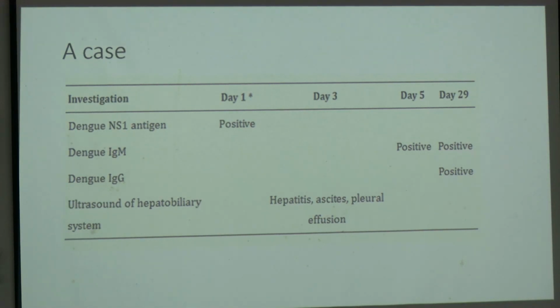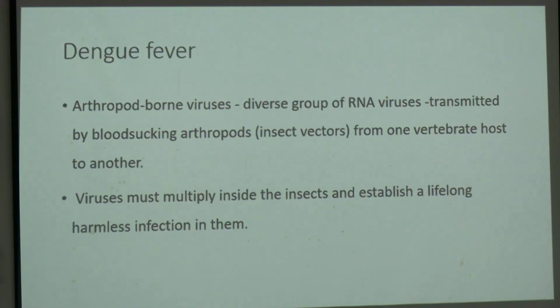Now, why is this testing important? Suppose instead of day 29, the IgG came positive on day 1, what would you say? Secondary dengue infection. Now, why is this important? Let us go next.